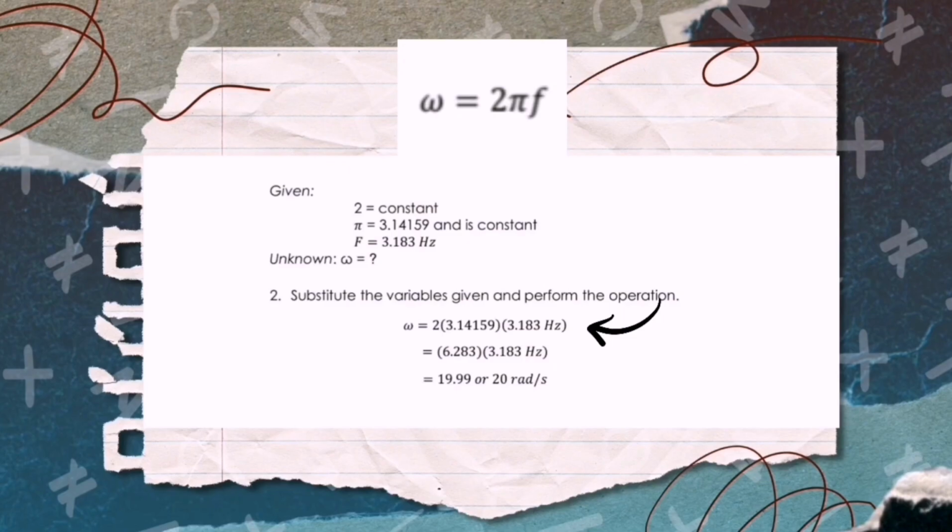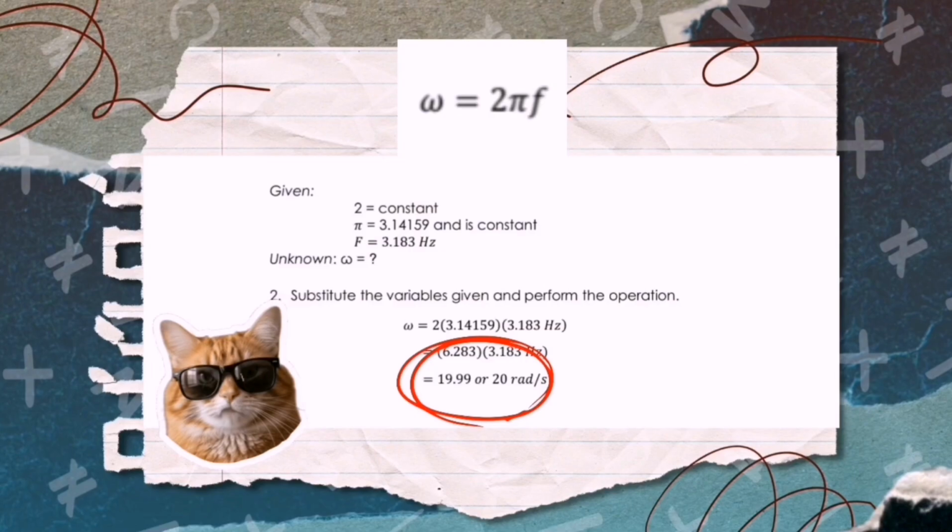2 times 3.14159 equals 6.283. Now, we multiply that result, 6.283, by the frequency of 3.183 Hz. Our final result is 19.99 radians per second, which we round up to the clean 20 radians per second. And there you have it! The spring mass oscillator is a perfect, predictable engine governed by only its mass and stiffness.